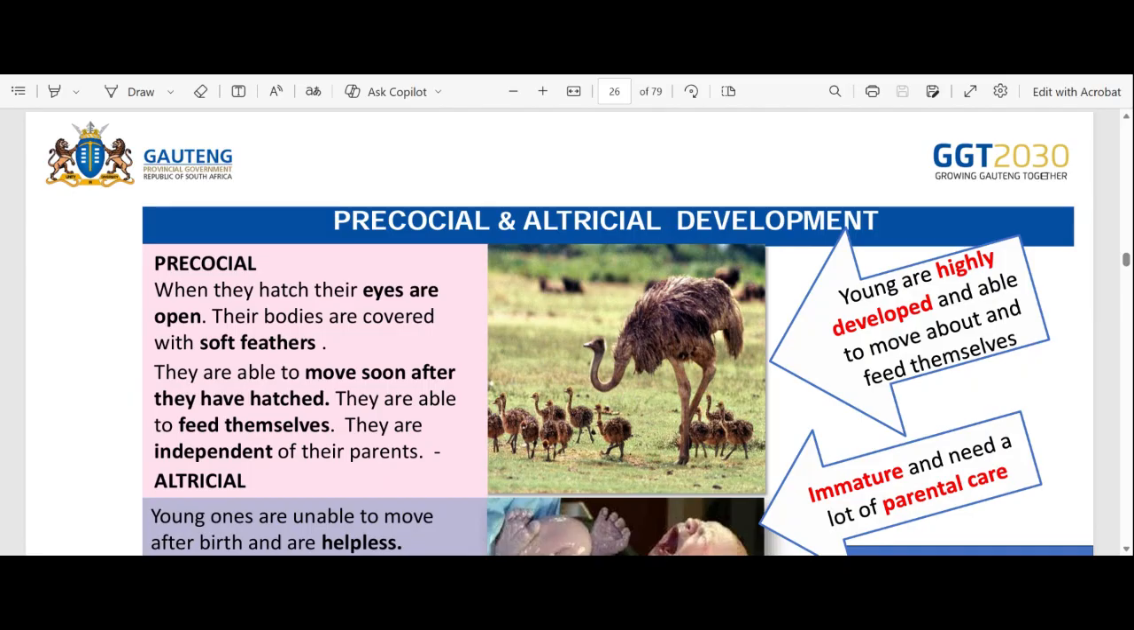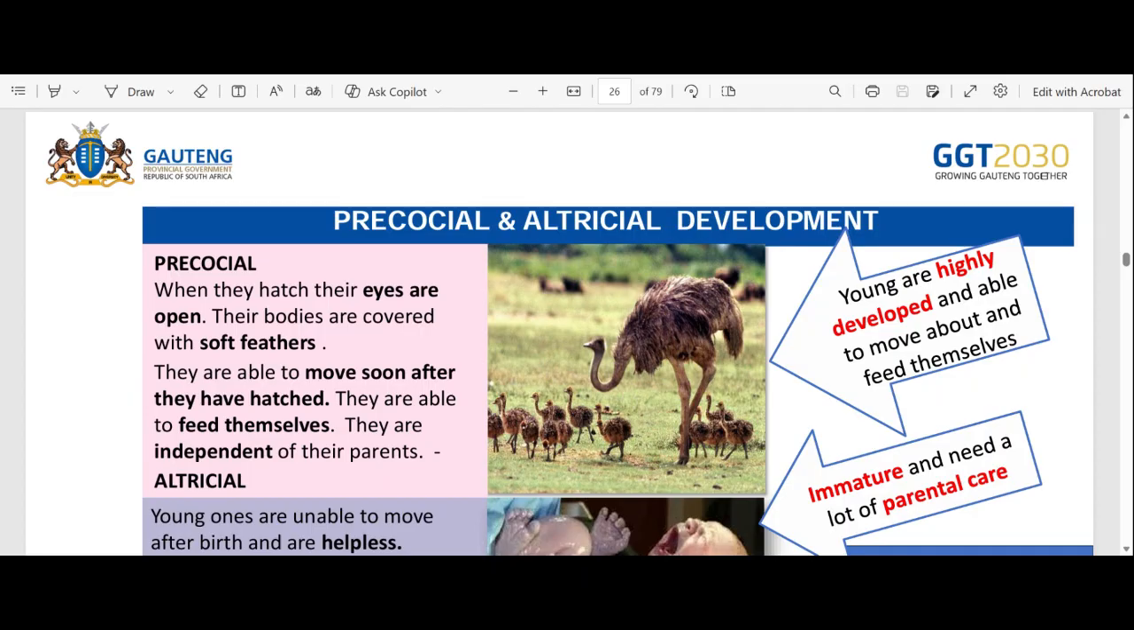Life sciences. Continuing from where we ended off, we ended off at precocial and altricial development. These are development strategies that you find in birds. So let's start with precocial.